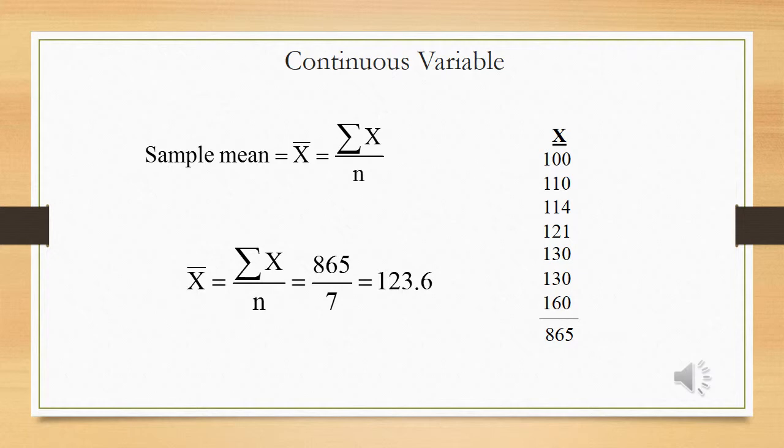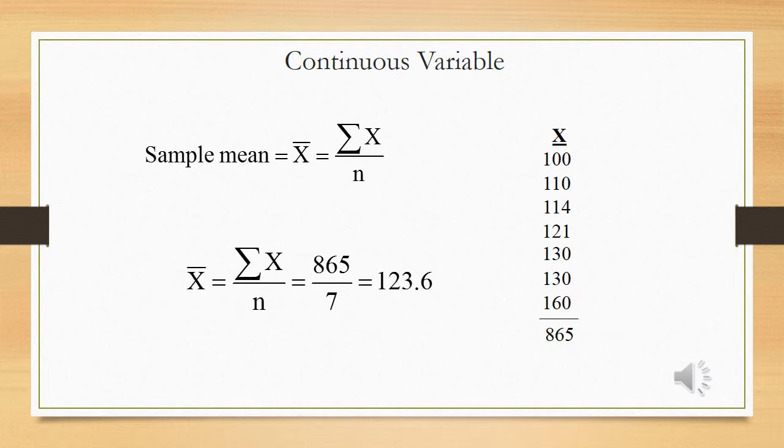As you can see on this slide, we have 1, 2, 3, 4, 5, 6, 7 total number of samples, and we add the samples together: 100, plus 110, plus 114, plus 121, plus 130, plus 130, plus 160, which gives us a total of 865.